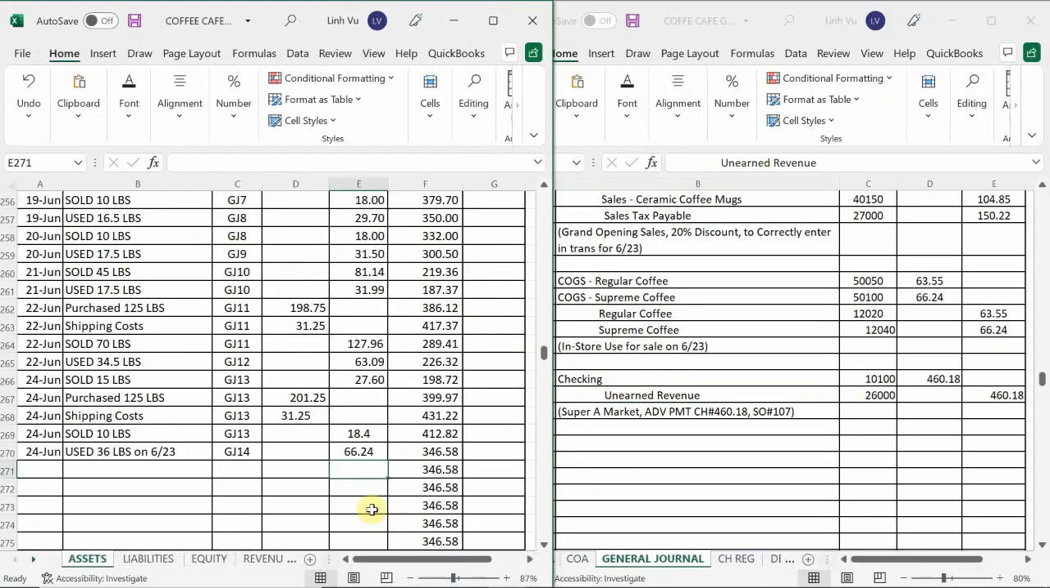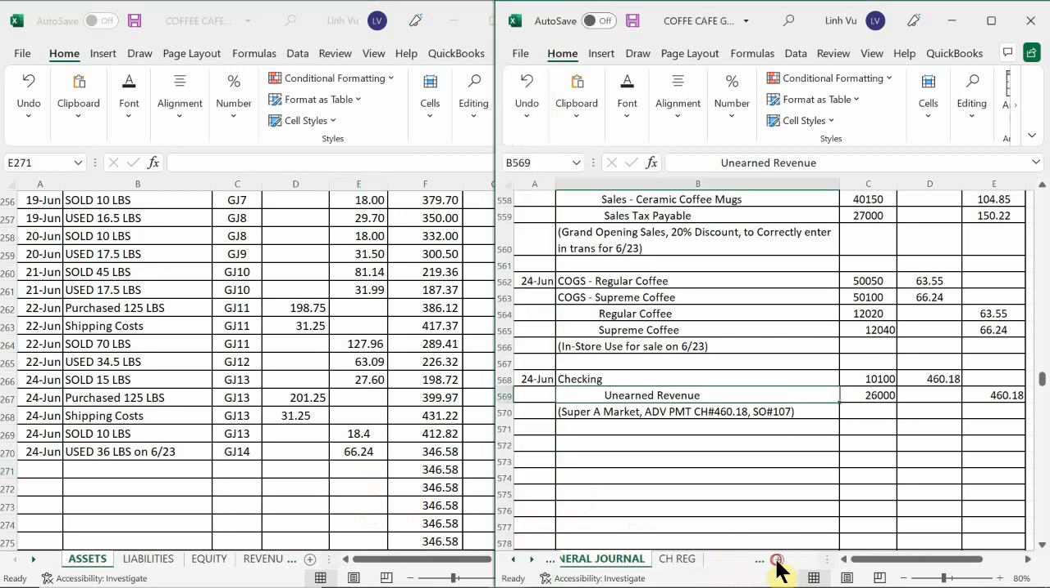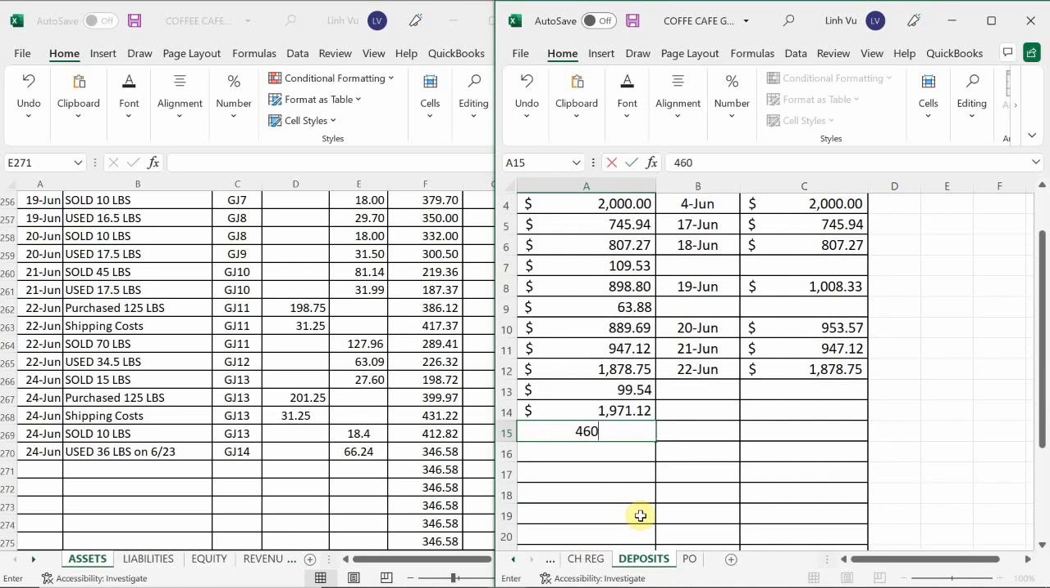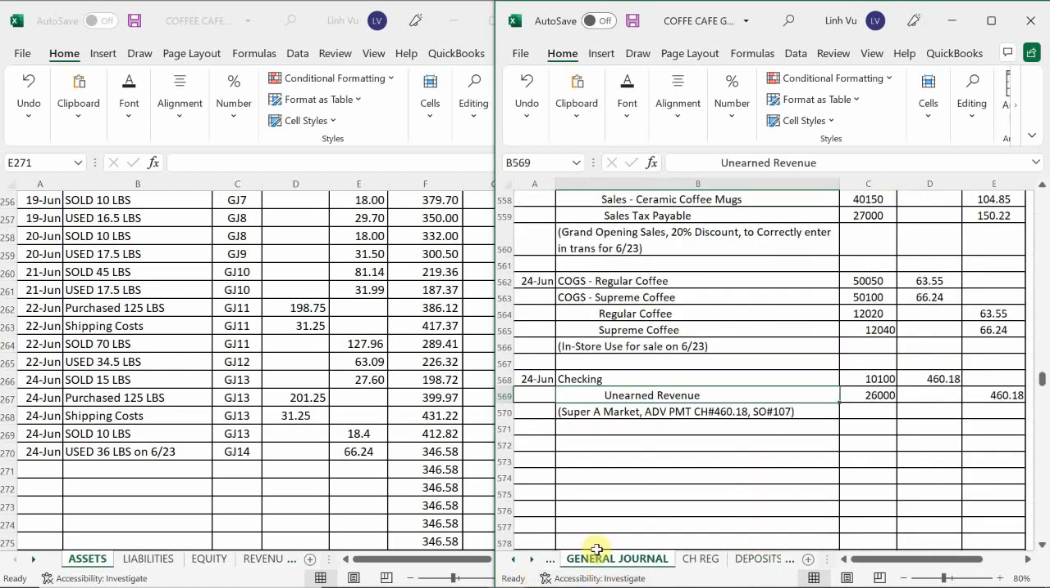Okay, we got to go to the ledger. You can also deposit or at least recognize that you're holding on to a $460.18 check that you will cash out later or deposit to the bank later on. So there you go. And then let's see. Let's go ahead and update our accounts, starting with checking first.